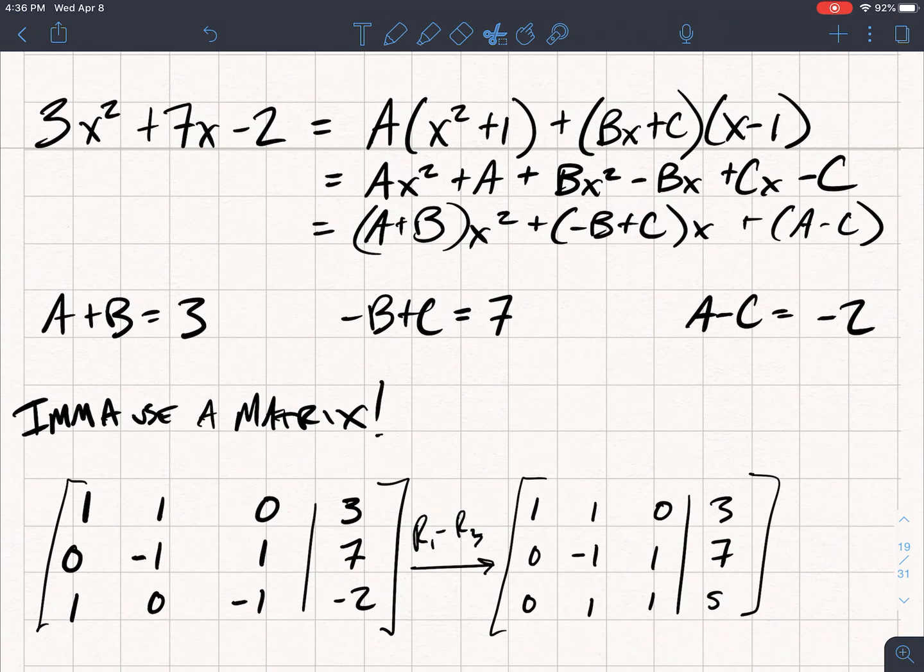There's my matrix. First equation, I got 1a plus 1b equals 3. Next equation, I got 0a minus 1b plus 1c equals 7. Third equation, 1a plus 0b minus 1c equals negative 2. And then I'm just going to do elementary row operations to get it in reduced row echelon form.